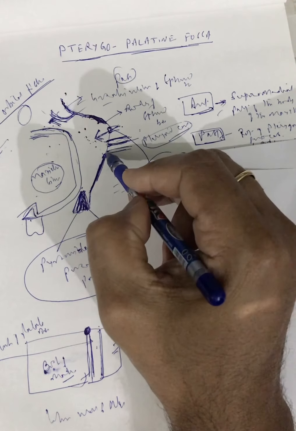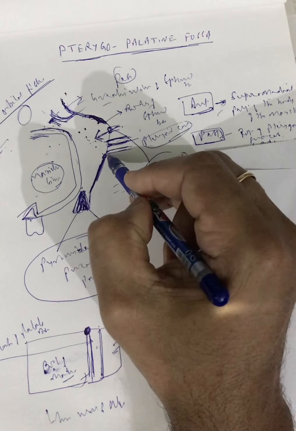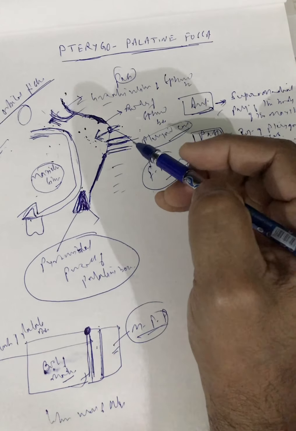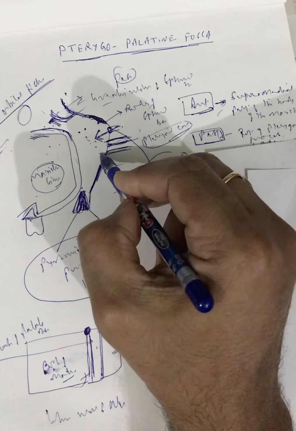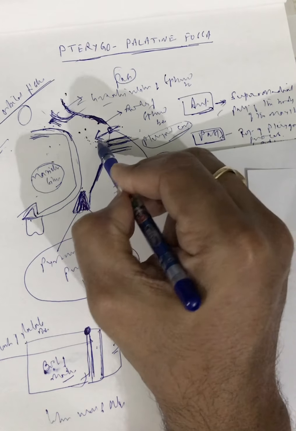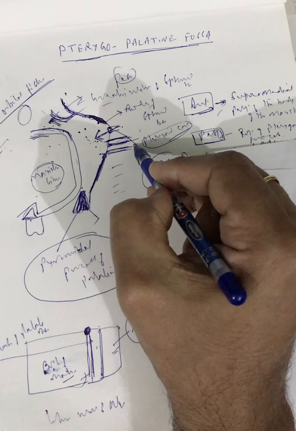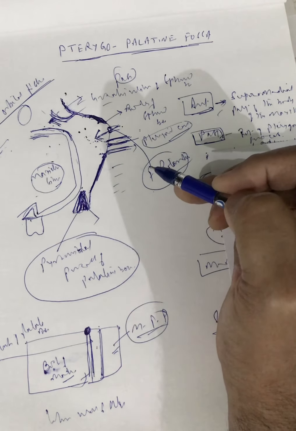And finally, the third one is known as the palatovaginal canal, through which passes the pharyngeal nerve from the fossa to the pharyngeal region.